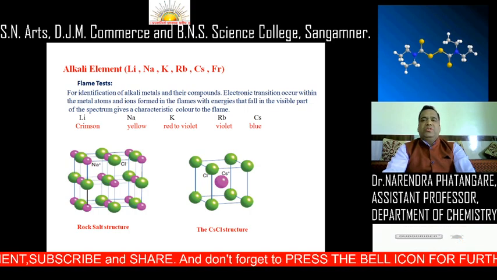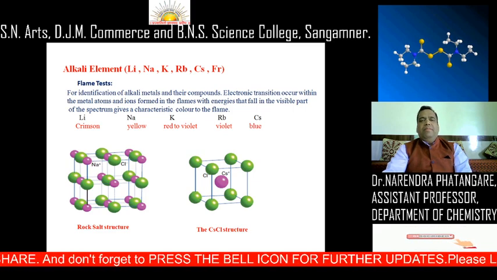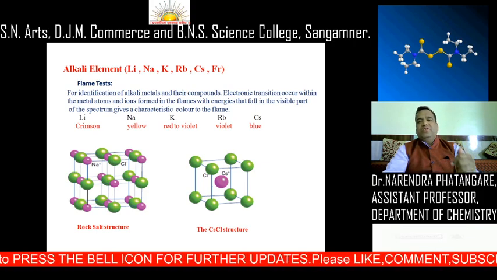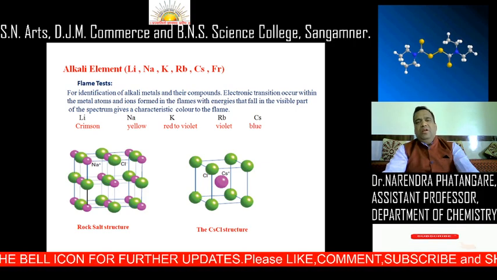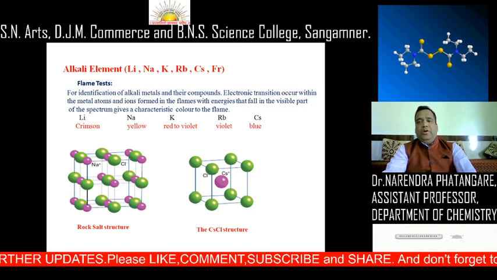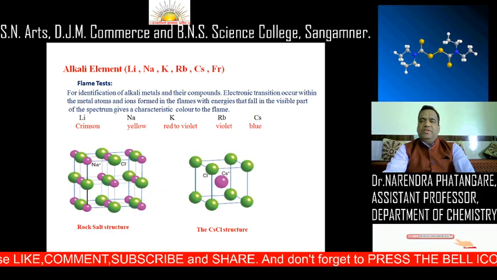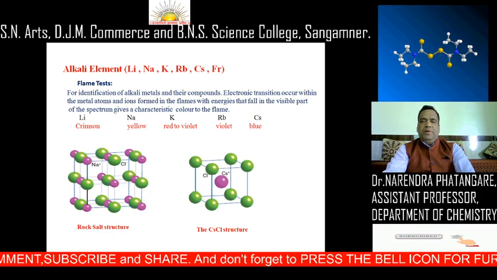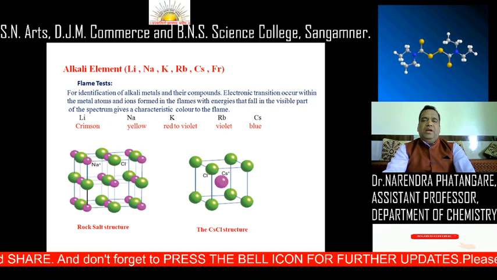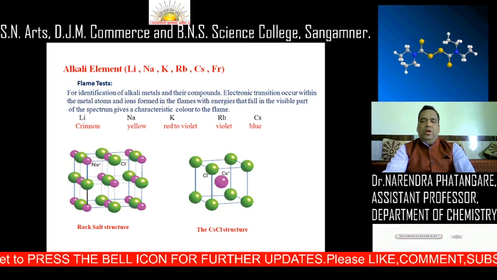And last, but very much important, is the flame test. These alkali elements show very different electronic transitions, that means different colors for the alkali elements. For the identification of alkali metals and their compounds, electronic transitions occur within the metal atom and ions formed in the flames, with energies that fall in the visible part of the spectrum, giving the characteristic color to the flame. Lithium shows crimson color, sodium yellow, potassium red to violet, rubidium violet, and cesium blue.